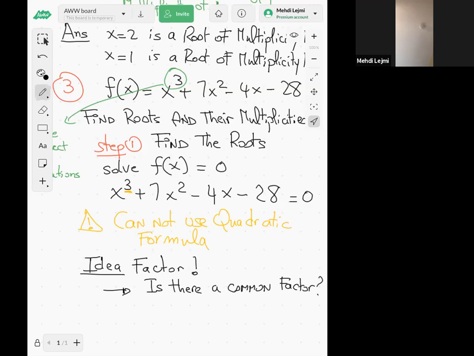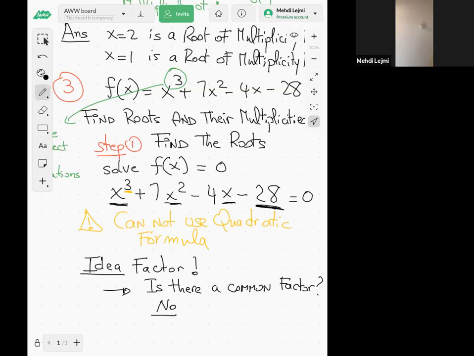All right, here I have x cubed, this is x squared, this is x, here's 28. Well, I can say, for example, there's an x in here, x in here, x in here, but there's no x in 28, it's just 28, right? So actually there's no real common factor here. However, yes, Amir, absolutely.